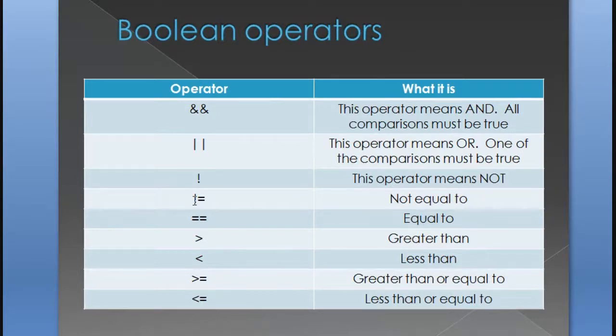Exclamation point equals. This stands for not equal to. So you can have if x != y, that's equivalent to x is not equal to y. Here's the double equals. That is equivalent to equal to in programming. You could say x == y, and that will compare if x is equal to y, it'll return true. Then of course we have the basic math, greater than, less than, greater than or equal to, less than or equal to. You're all familiar with those.